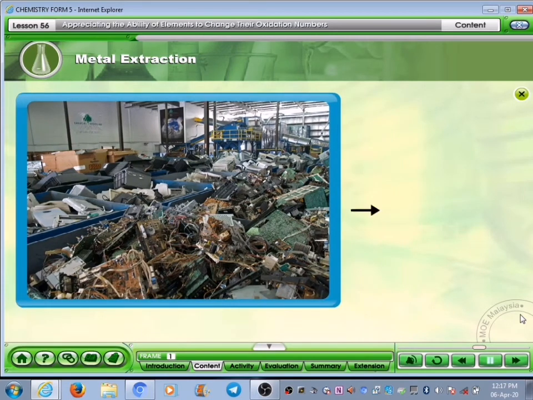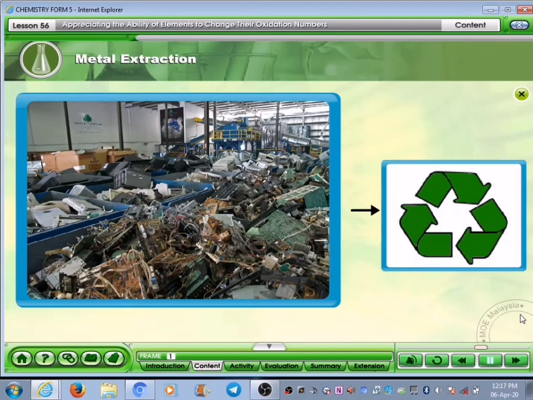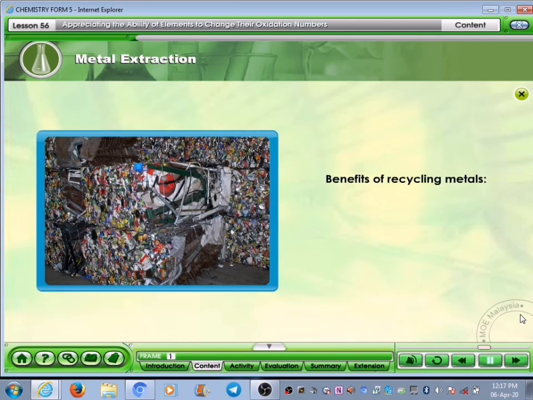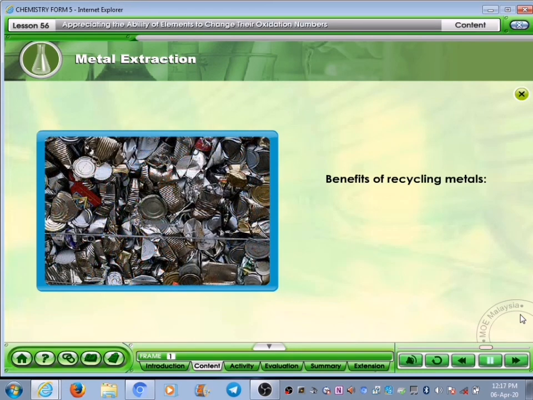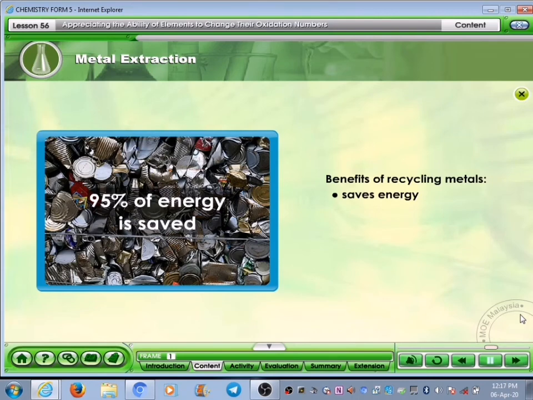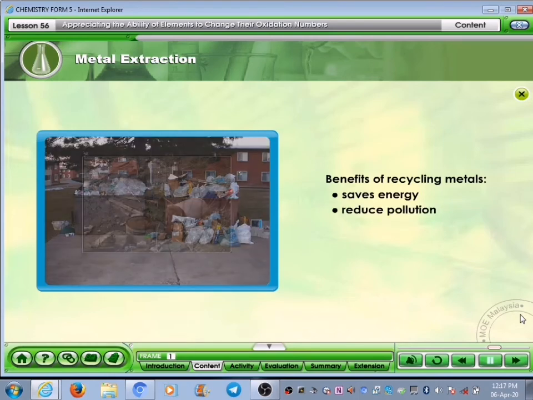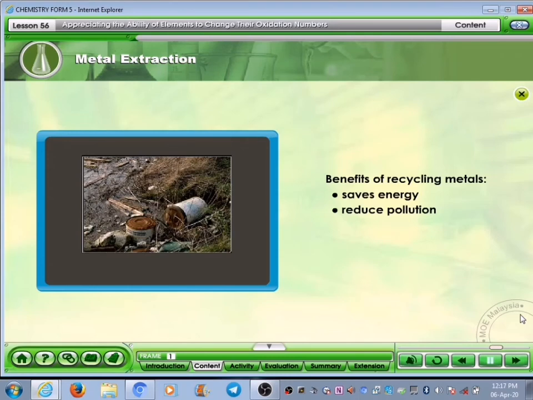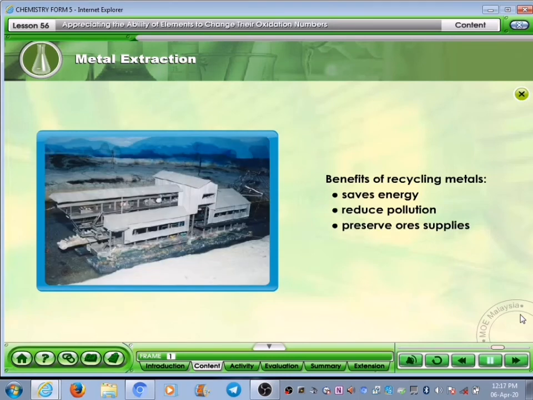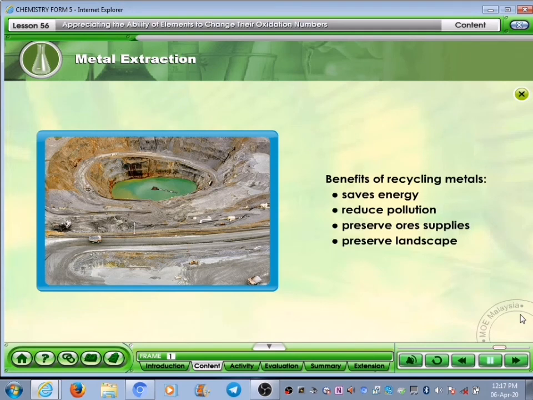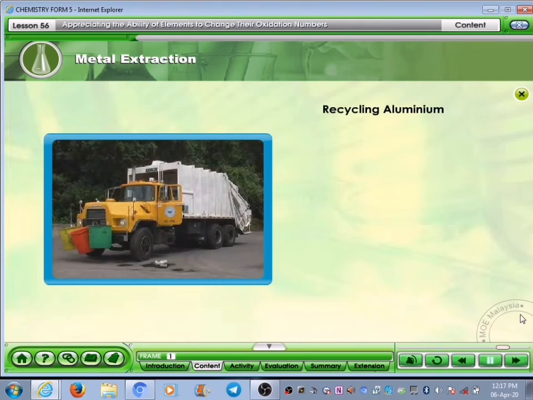It is important to recycle the metal wastes so that we do not have to extract more metals which would one day be depleted. Furthermore, it takes less energy to recycle the metals than it does to mine them. For example, in the recycling of aluminium, 95% of energy is saved compared to extracting it from bauxite. Besides reducing pollution and global warming, we also have other benefits such as preserving the metal ore supplies and less scars on the landscape made by open-cast mining. Click the blue box to see how aluminium is recycled.